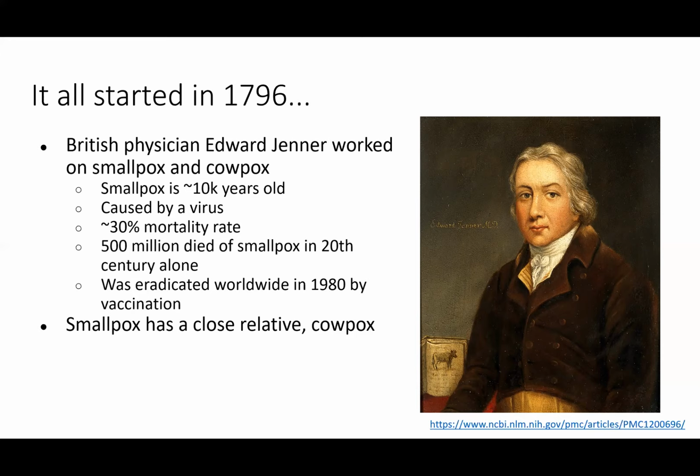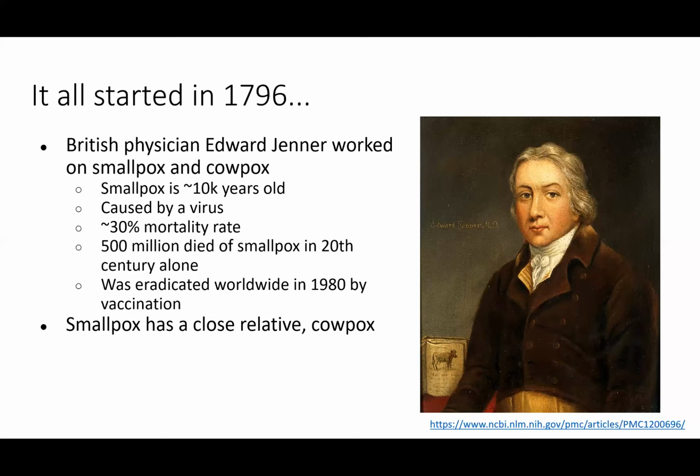The virus itself is about 10,000 years old, so it arose about the same time as measles did, and it is caused by a virus. It has approximately a 30% mortality rate, and in the 20th century alone, smallpox killed about 500 million people. In the 1980s, we did eradicate it worldwide through the World Health Organization, as well as a very effective vaccine. So smallpox only exists on this planet right now in the form of a few stocks that exist in some of the world's biggest powers. So vaccines have effectively eradicated this.